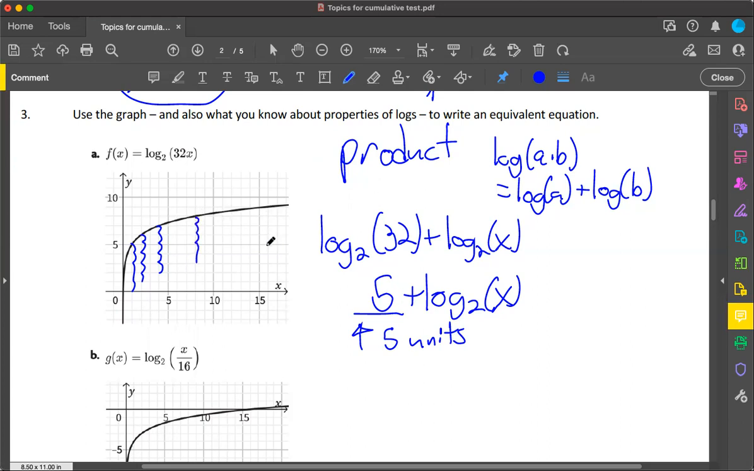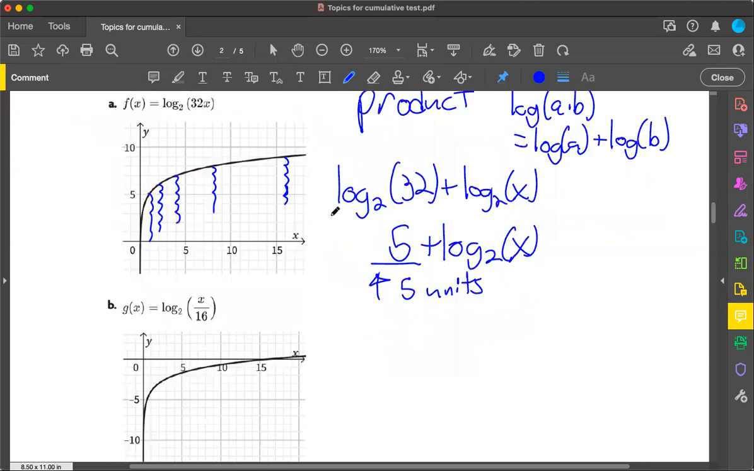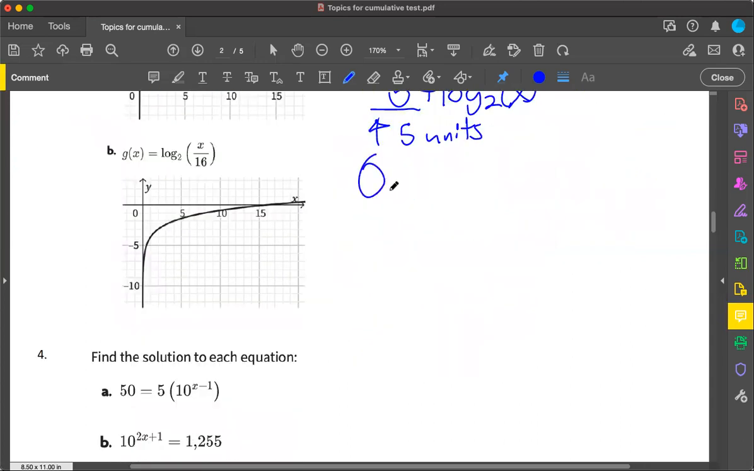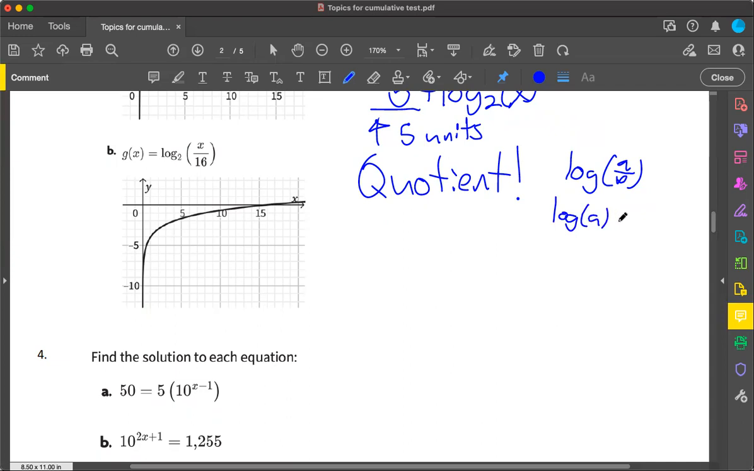And also 16 quattro. So 1, 2, 3, 4, 5. Makes sense? You have a quotient property, which says that if you have log of A over B, kind of similar to the product property, you can rewrite that as the difference of those logs respectively.